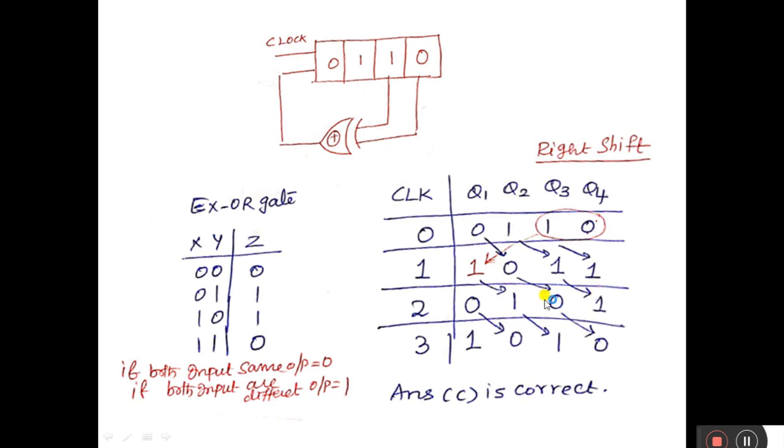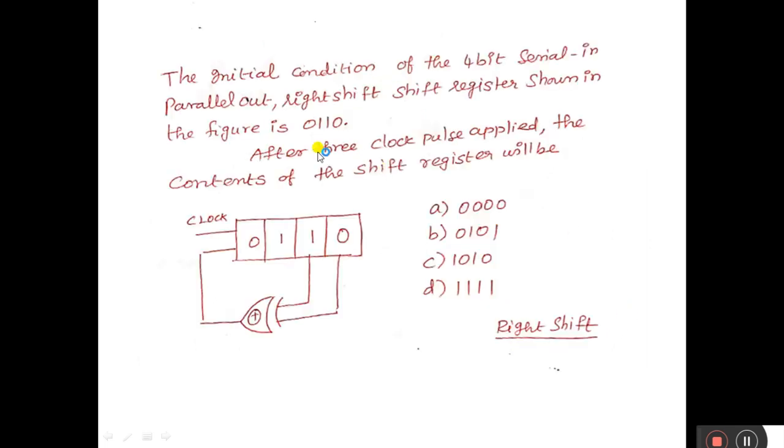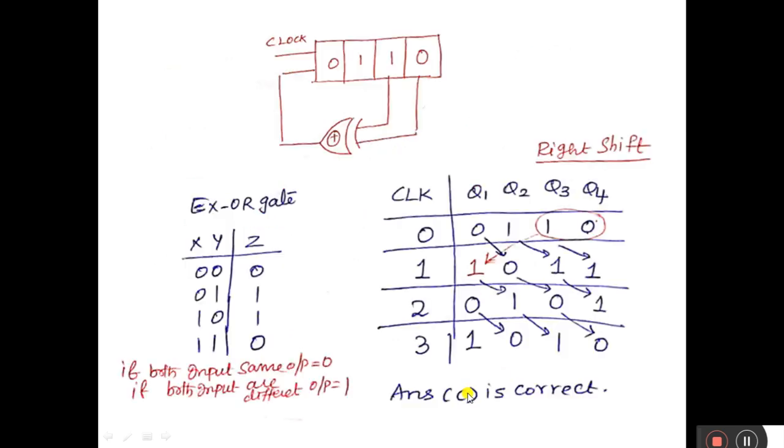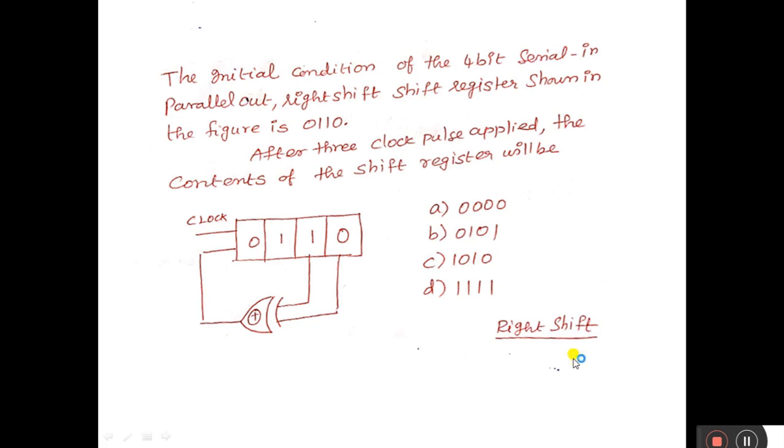After applying the third clock pulse, now 0, 1, the inputs are different. If inputs are different, the answer is 1. The XOR output is 1. This 1 is applied here. Now after shifting, 0 moves here, 1 moves here, 0 moves here. Now after applying the third clock pulse, I am getting the answer 1, 0, 1, 0. That is what the question is asking: after 3 clock pulses are applied, the contents of the shift register. From the options we are getting 1010, so option C is correct.